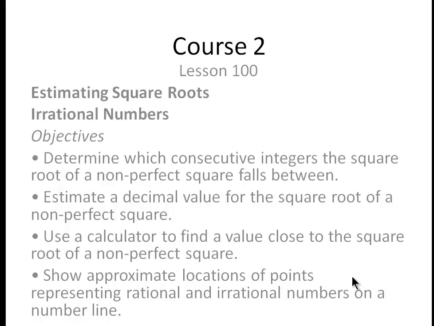Welcome to Lesson 100 of Saxon Maths Course 2. In this lesson we're going to talk about estimating square roots and a little bit about irrational numbers. We're going to determine which consecutive integers a square root falls between when we have a non-perfect square, estimate a decimal value for the square root of a non-perfect square, and show those estimations on a number line.